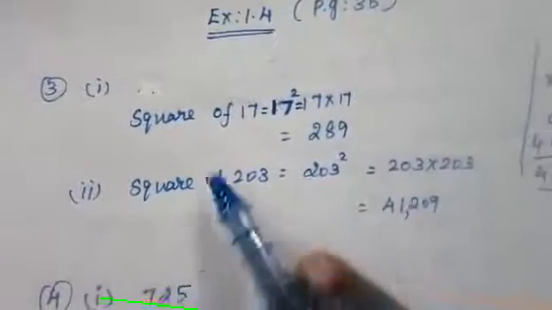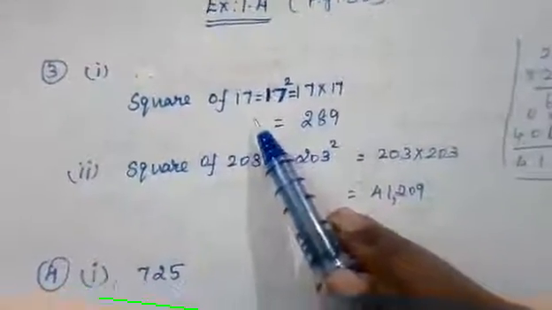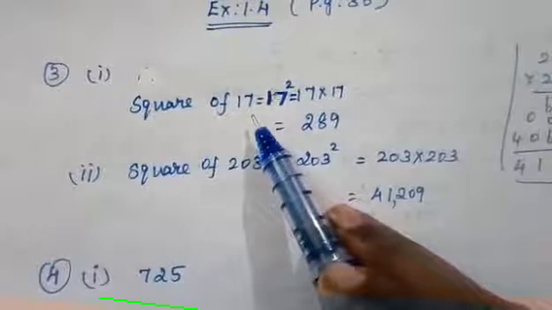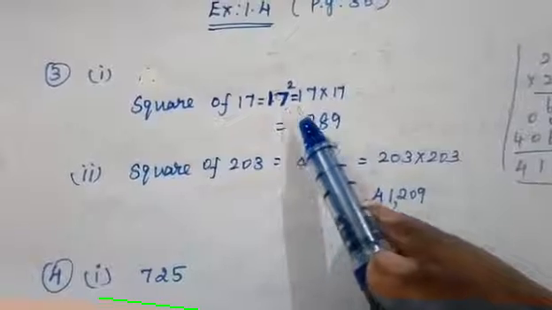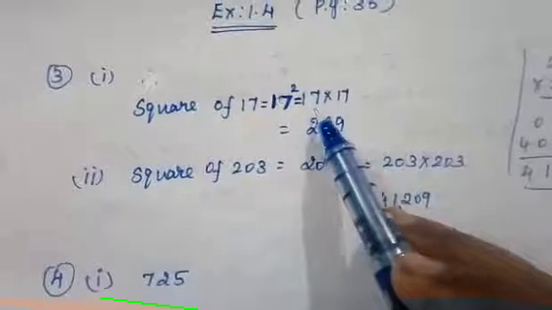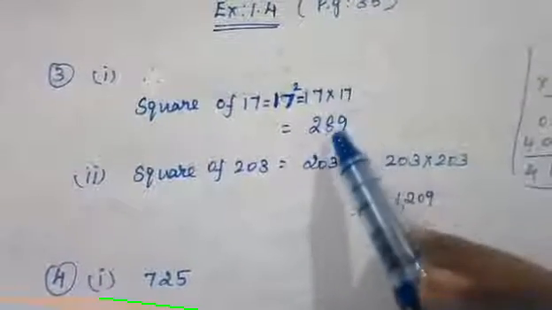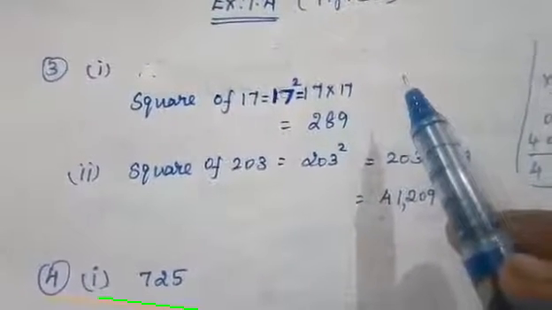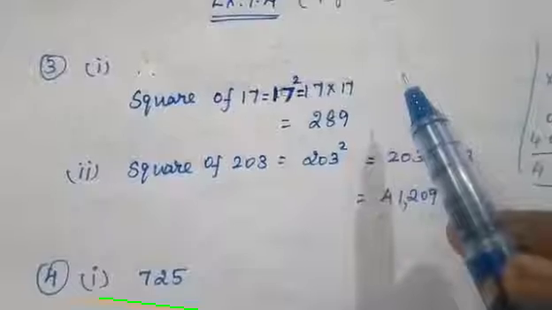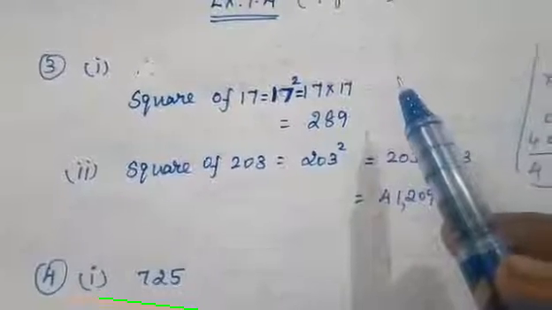The first problem, square of 17. Square of 17 means, as I said, the number multiplied by itself. The square of 17 is written as 17 square, so that is equal to 17 into 17. That is the square number 289. Otherwise, if you do not know the square number formula, you can make a normal multiplication.